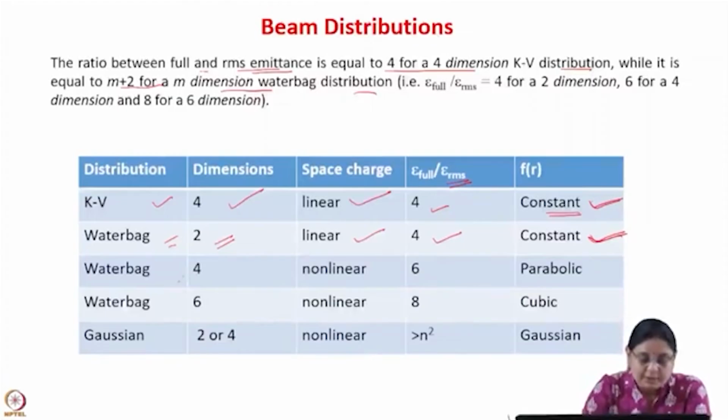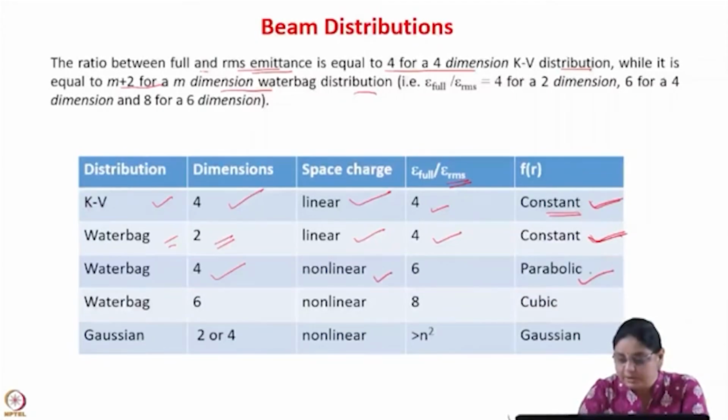The 4D water bag distribution is defined for 4-dimension space. The space charge is non-linear. The distribution in two-dimensional phase space is parabolic, and the ratio of the full emittance to the RMS emittance is 6. The 6-dimension water bag is one in which the charge density is uniformly distributed in a 6-dimension hyperellipsoid. So here the space charge is again non-linear. The ratio of the full emittance to the RMS emittance is 8, and the two-dimensional projections are cubic, which can be derived in a similar manner as we derived for the 4D water bag.